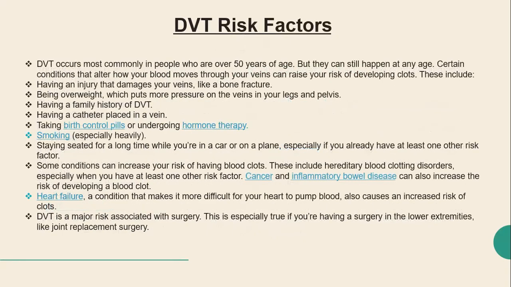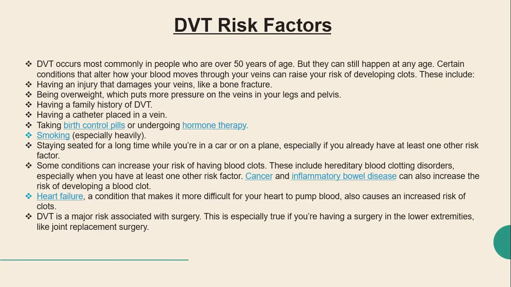The risk factors for DVT: it occurs most commonly in people who are over 50 years of age, but it can still happen at any age. Certain conditions that alter how your blood moves through your veins can raise your risk of developing clots. These include having an injury that damages your vein, like a bone fracture, being overweight, which puts more pressure on the veins in your legs and pelvis, having a family history of DVT, having a catheter placed in a vein, taking birth control pills, or undergoing hormone therapy.